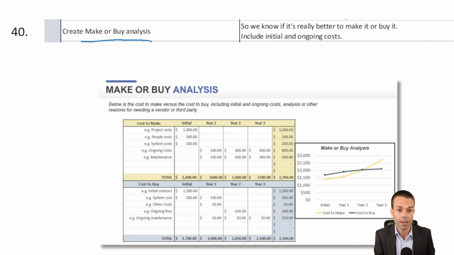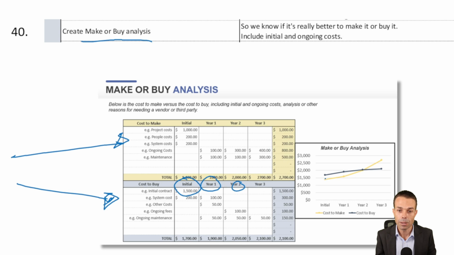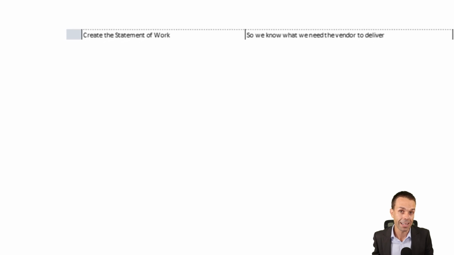Is it actually better to make the item, or is it better for us to buy the item? And we want to look at ongoing costs as well as the initial costs, and maybe over time. For example, here, the costs to make it is less initially, but over time it becomes more because our costs are more as a business, but they would be less buying it from the third party. So that's something to consider, and we want to put all of that in our make or buy analysis.